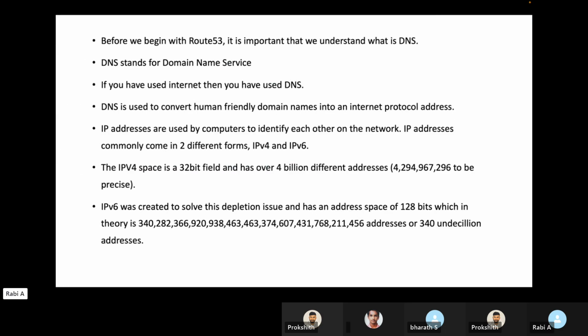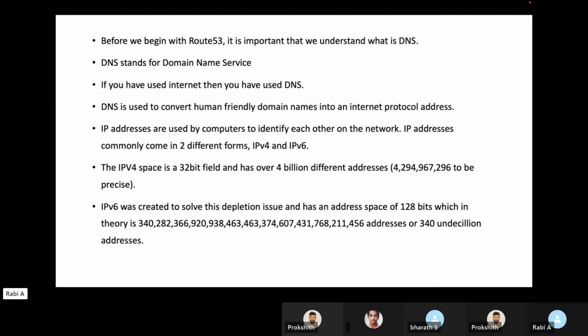Now, we have already discussed this under your VPC. So when we talk about IP addresses, these IP addresses are what your computers use to identify each other on a network. So if you have a network with lots of computers, these computers can talk to each other using the IP address. All right. The machines do not really care about the URLs. They make use of these IP addresses to talk to each other.